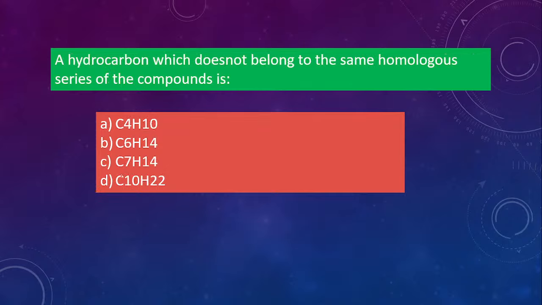Okay, let's do the next one. A hydrocarbon which does not belong to the same homologous series of the compound is. So you have to know what is homologous series, right? So it should belong to the same family. So out of this, which one is not a member of the homologous series? Okay, so what will be the answer here?